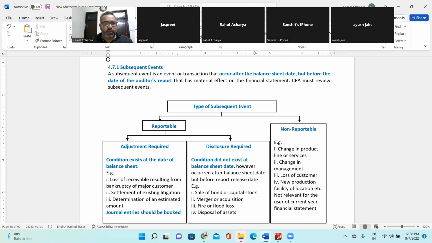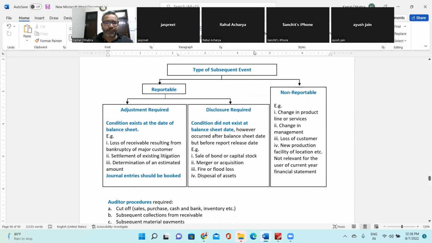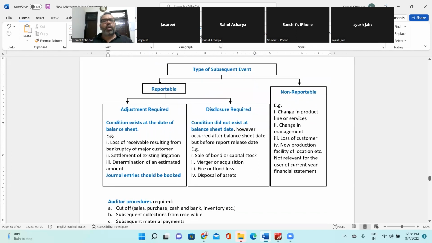CPA must review the subsequent event. It's a mandatory audit procedure required to be performed, or a mandatory review procedure also required to perform in the review engagement. So subsequent event testing is a mandatory procedure. So what are the types of subsequent event? Reportable or not reportable. First, let's understand what are not reportable subsequent events.